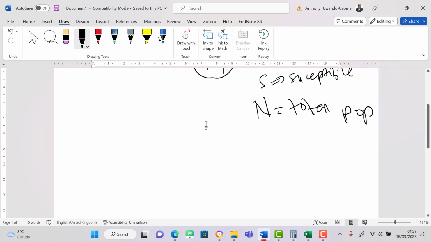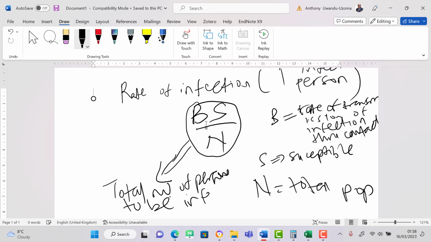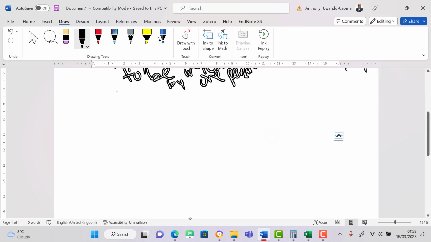Now, for us to do the numbers, this is BS over N, the total number of persons to be affected by one person. So if we want to get the total number of persons that will be infected by all infected persons, all we need to do is multiply this by I, the number of people that are infected. That gives us the second equation.